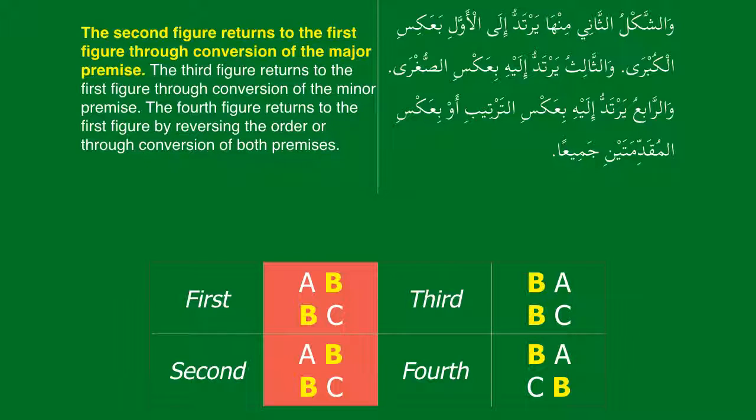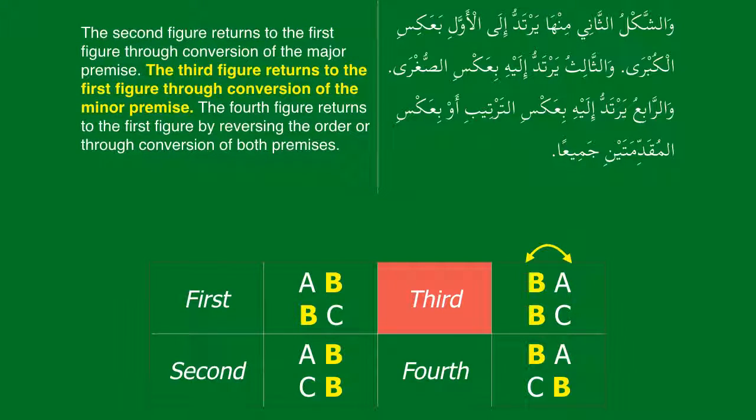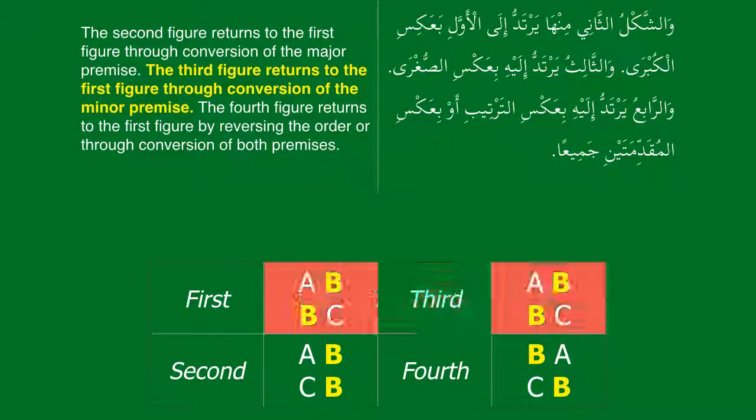With the third figure, you can do the same thing, except instead of converting the second premise, the major premise, you convert the first premise, the minor premise. When you switch the location of the terms of the minor premise, it becomes A, B, B, C, just like the terms on the first figure. And so you have an argument on the third figure, you apply the process of conversion, and then you can work out what the conclusion is going to be.